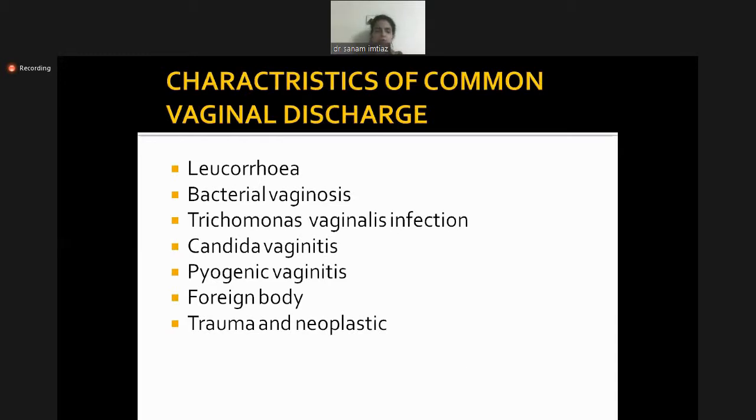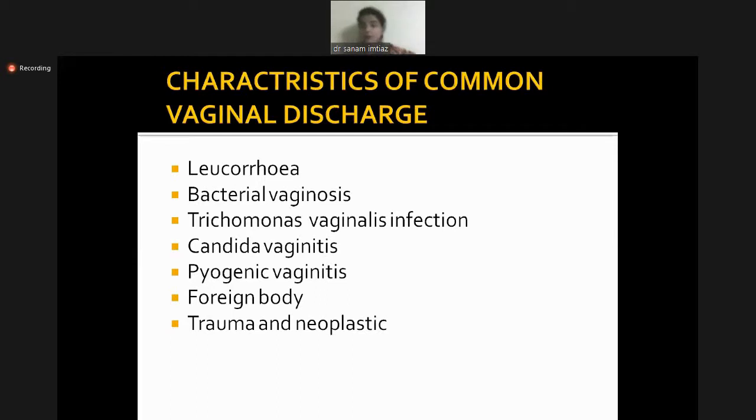And Trichomonas vaginalis is usually a greenish kind of discharge. Candida vaginitis has severe pruritus, and it is a curdy kind of discharge. The white discharge is mostly like small, lumpy pieces. So that's Candida. Pyogenic vaginitis could again be gonorrhea, chlamydia, all these things. Then foreign body insertion, if there's an IUCD in place, or in many cultures they might be inserting stuff that is causing all these problems. Trauma and neoplastic causes could be reasons.